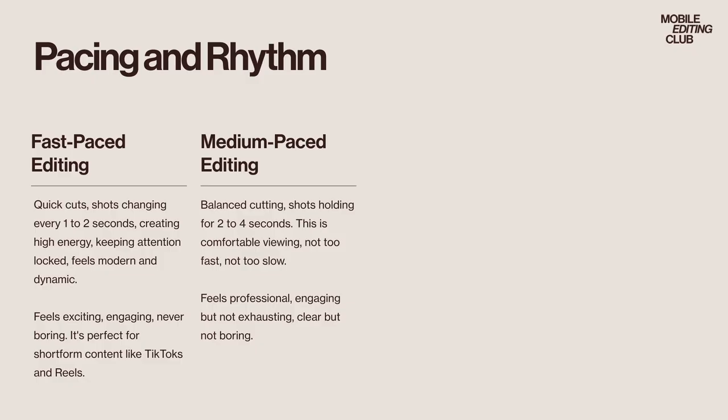Medium paced means balanced cutting, shots holding for 2 to 4 seconds. This is comfortable viewing, not too fast, not too slow. This style feels professional, engaging, but not exhausting, clear, but not boring. It's the sweet spot for most content types. Educational content that still needs to be engaging, standard reels, and social videos. YouTube content, basically anything that needs to balance information with entertainment.